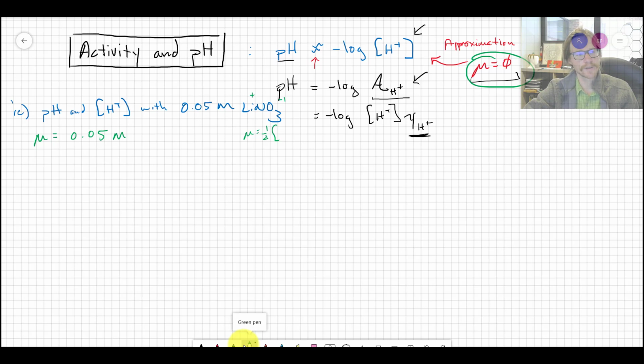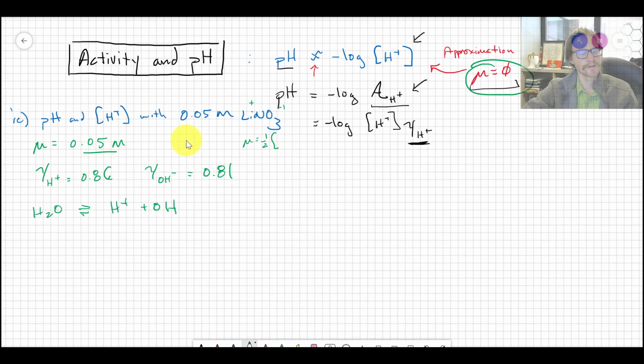I'm going to skip over that because that's just algebra and it's not important here. But if you do that, what you'll get, at least if you use the table, which is what I did really quickly here, is an activity coefficient for hydrogen ion at 0.05 molar that's equal to 0.86, and you get a hydroxide ion activity coefficient that's equal to 0.81 in this case.